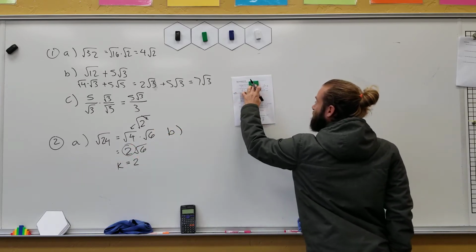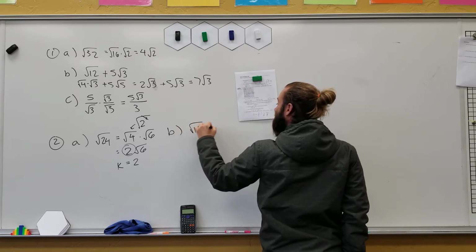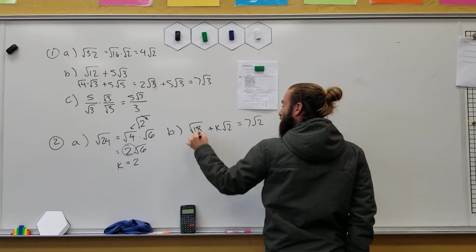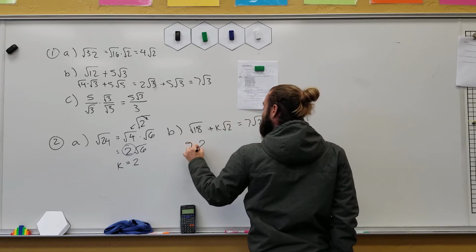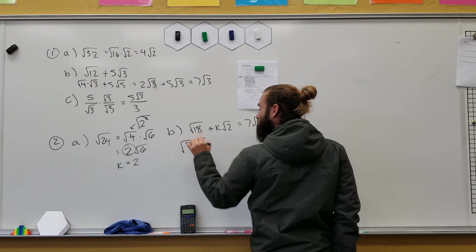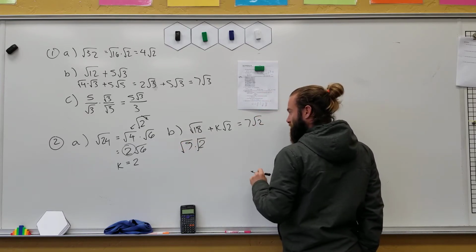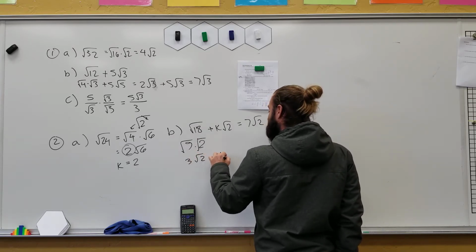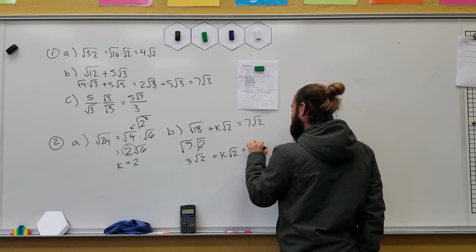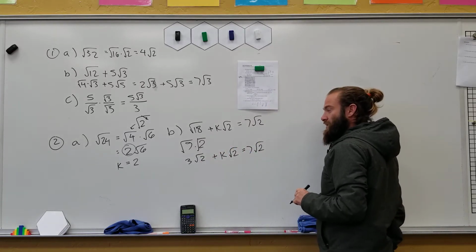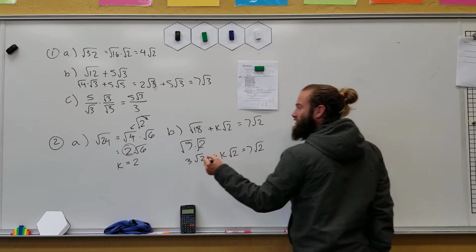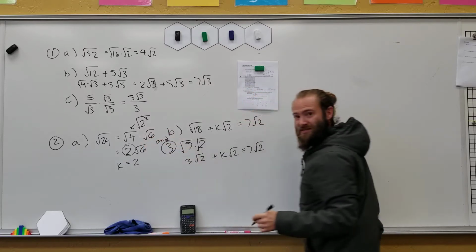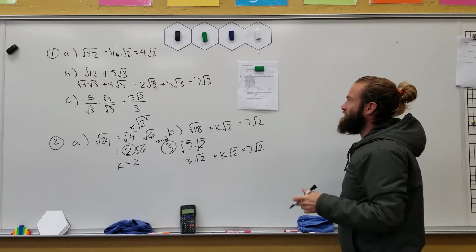2b, root 18 plus k root 2 equals 7 root 2. And for root 18, 9 times 2 is the best, and don't forget your square roots, is the only way actually to break this one down. So that becomes 3 root 2. So we get 3 root 2 plus k root 2 equals 7 root 2. And in this case, I'll kind of do number 3 as well here, because it's the same problem. And we asked if Kenny did this correctly.